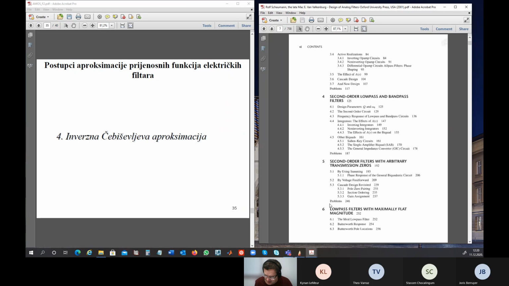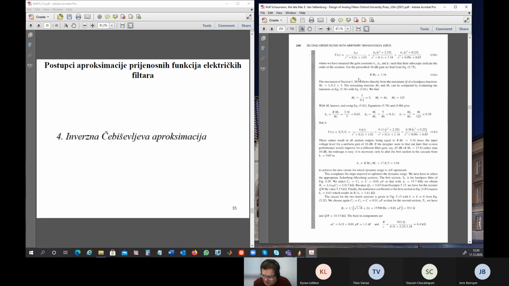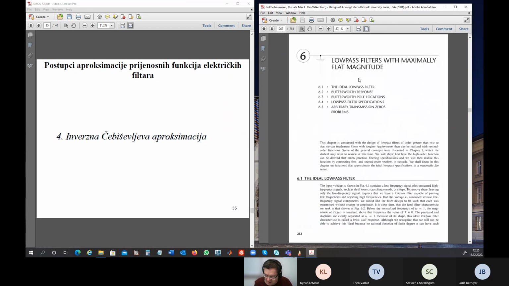For example, chapter 6, page 252. You have low pass filters with maximally flat magnitude. So let me go to this page 252. Here you can learn everything about Butterworth, about ideal filter, Butterworth pole locations, low pass filter specification, and so on. So everything what I opened to you today, very concise and short, you can read here in chapter 6.